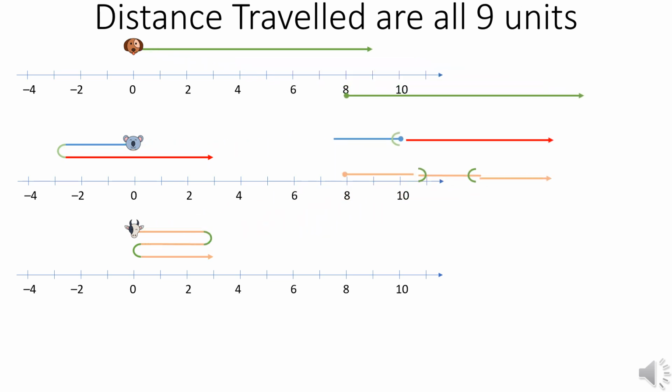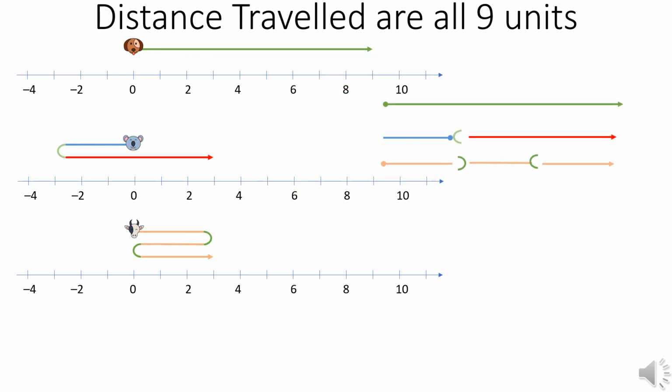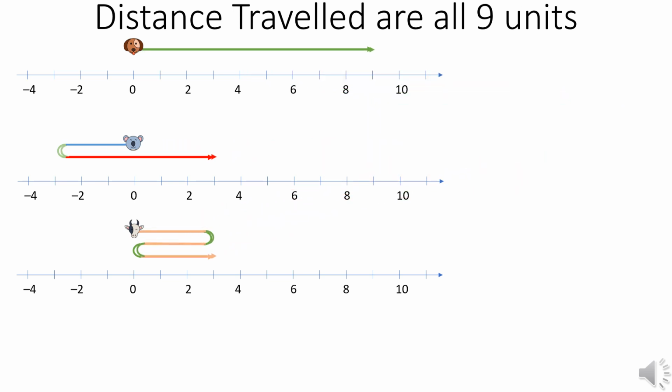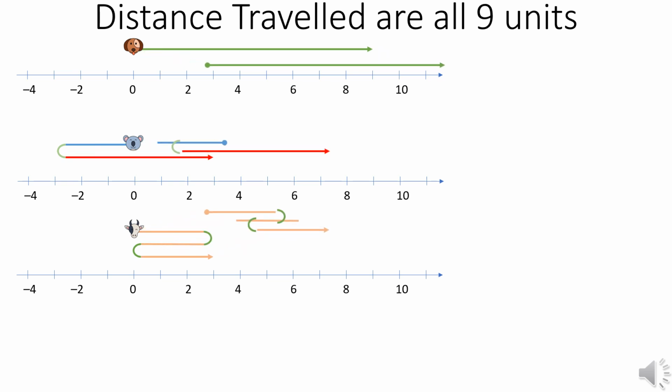Unlike displacement, distance is all about the total ground covered. All 3 animals traveled 9 units, but their displacements are +9, +3 and +3 respectively.